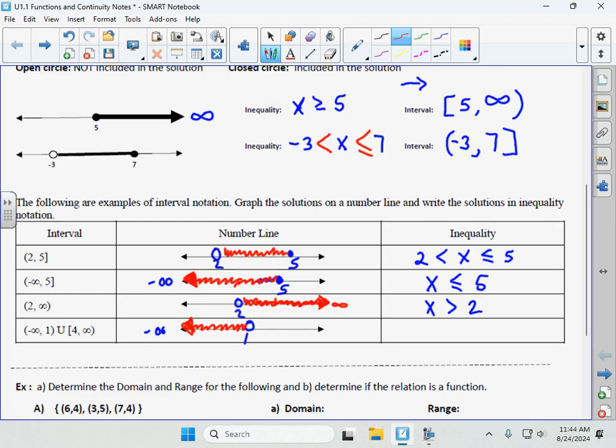And then there's going to be a break, and now we're going to pick it up as we move from left to right. Positive 4 is going to have a closed circle, and we're going to shade everything to the right of 4 all the way to where positive infinity is.